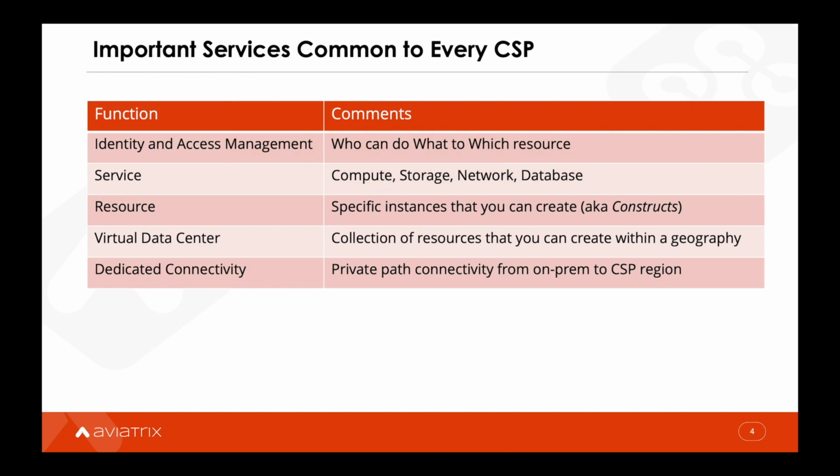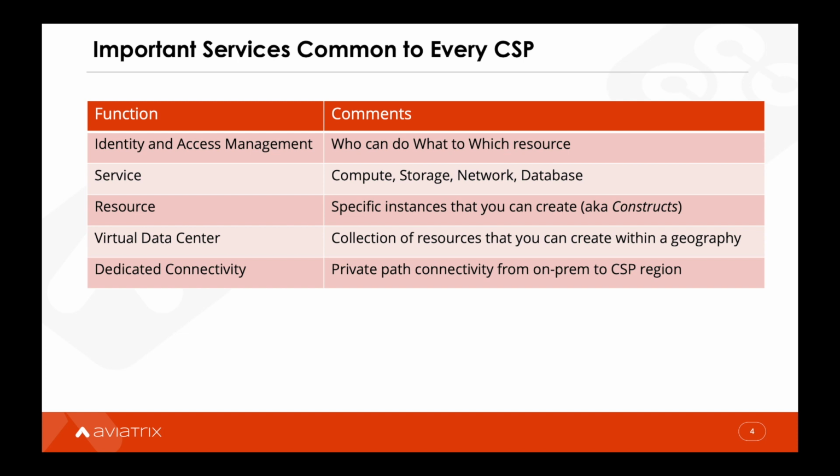Here are some services that are common to every CSP. Every CSP has some way, shape, or form for identity and access management. In Azure, they call it Azure Active Directory, which is completely different from Microsoft's Active Directory in an on-prem context. Google's definition of IAM is essentially who can do what to which resource. Every CSP offers core services such as compute, storage, network, and database. Within each service, there are resources, which we often term as constructs.